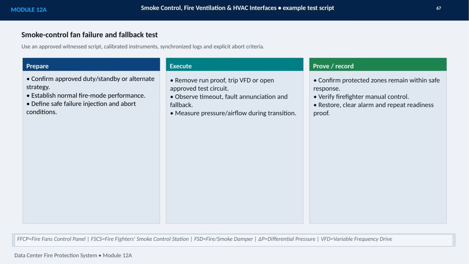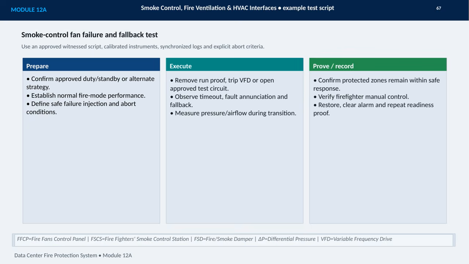During execution, we remove the run proof, trip the VFD, or open an approved test circuit, depending on the method authorized for the system. We then observe the timeout, fault annunciation, and fallback sequence, while measuring pressure and airflow throughout the transition. The final step is to prove and record the result.